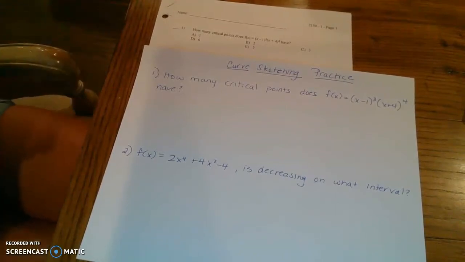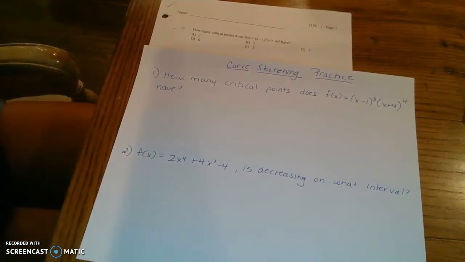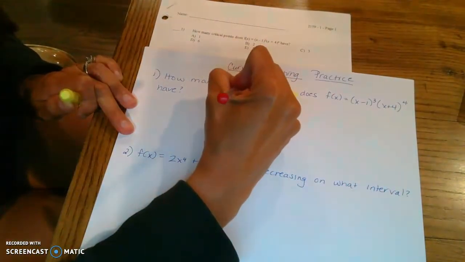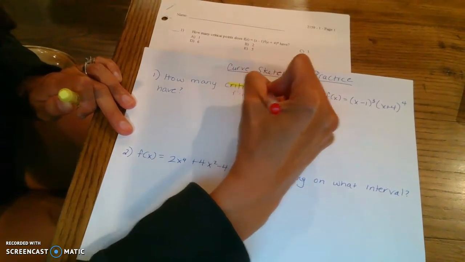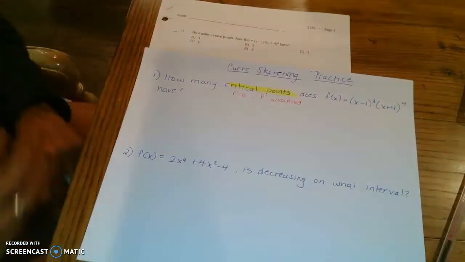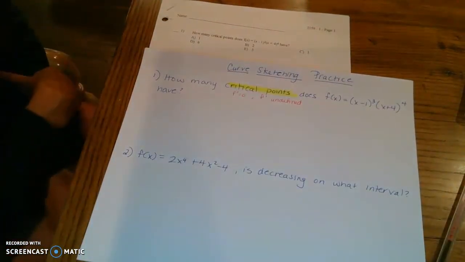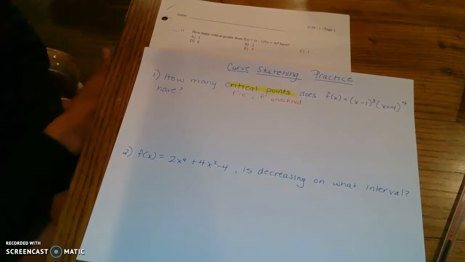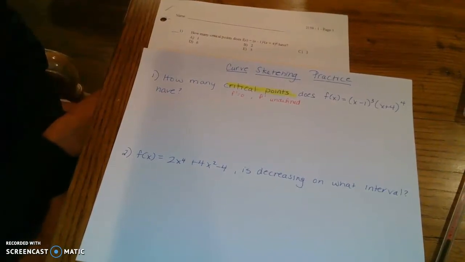Okay, so for the first question, they're asking how many critical points f of x has, and they give you the equation. Whenever they're just using the vocabulary critical points, that's referring to the first derivative set equal to 0 or the first derivative undefined. Even though you might hear people talk about critical points being points of inflection, which comes off the second derivative, if they just say critical points and that's it, they automatically are referring to the first derivative.